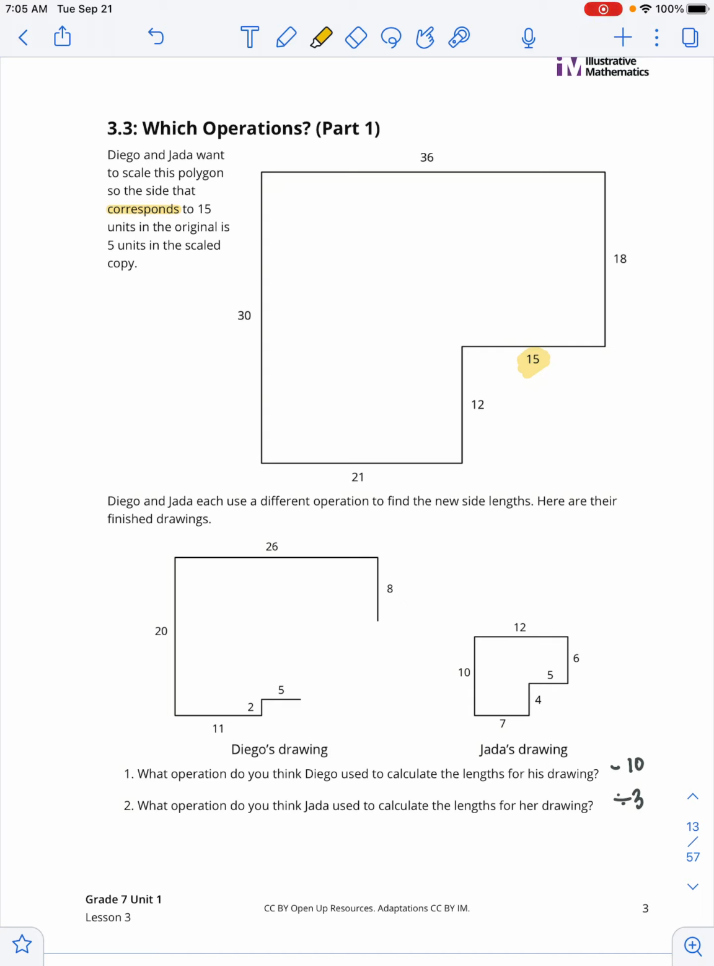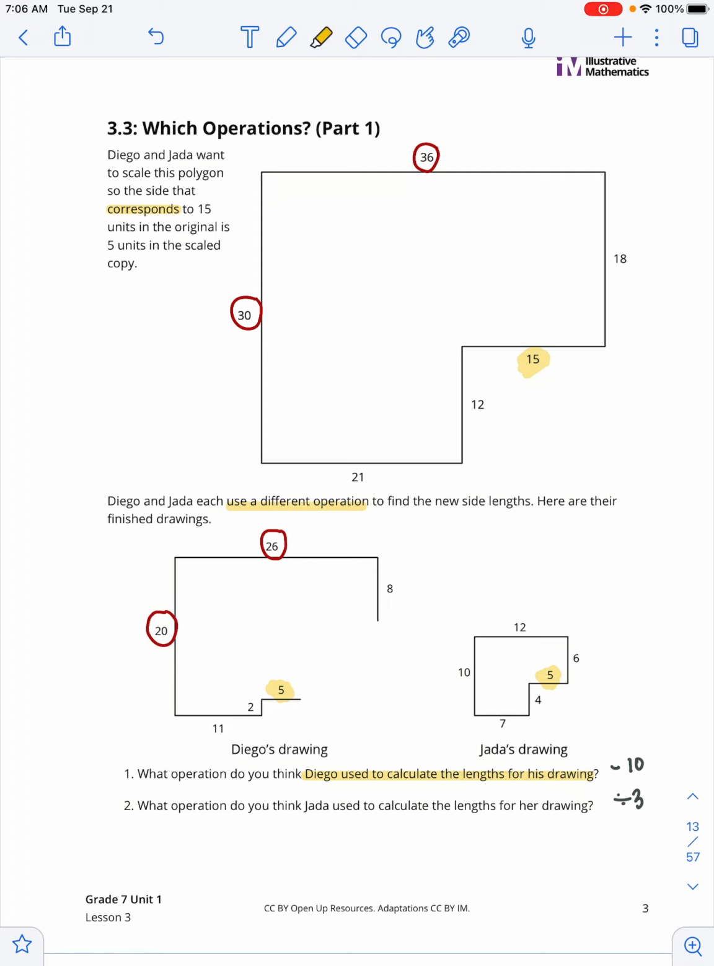Diego and Jada each use a different operation to find the new side lengths. Here are their finished drawings. So we can see that in Diego's drawing, that side that he wanted to be 5 is right here, and in Jada's drawing, that side is right here. So in class, we talked about which operation Diego used to calculate the lengths for his drawing. And we decided that Diego subtracted by 10. You can tell because he went from 36 to 26 minus 10, 30 to 20 minus 10.